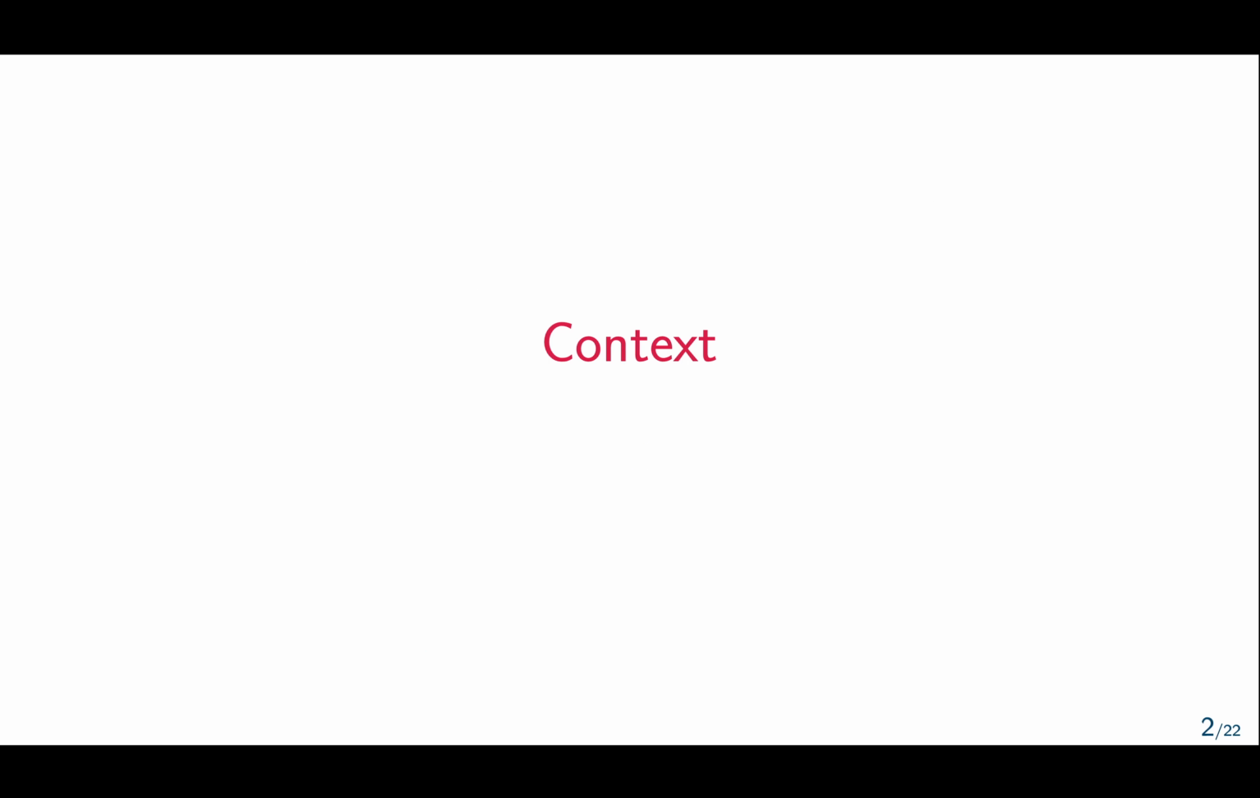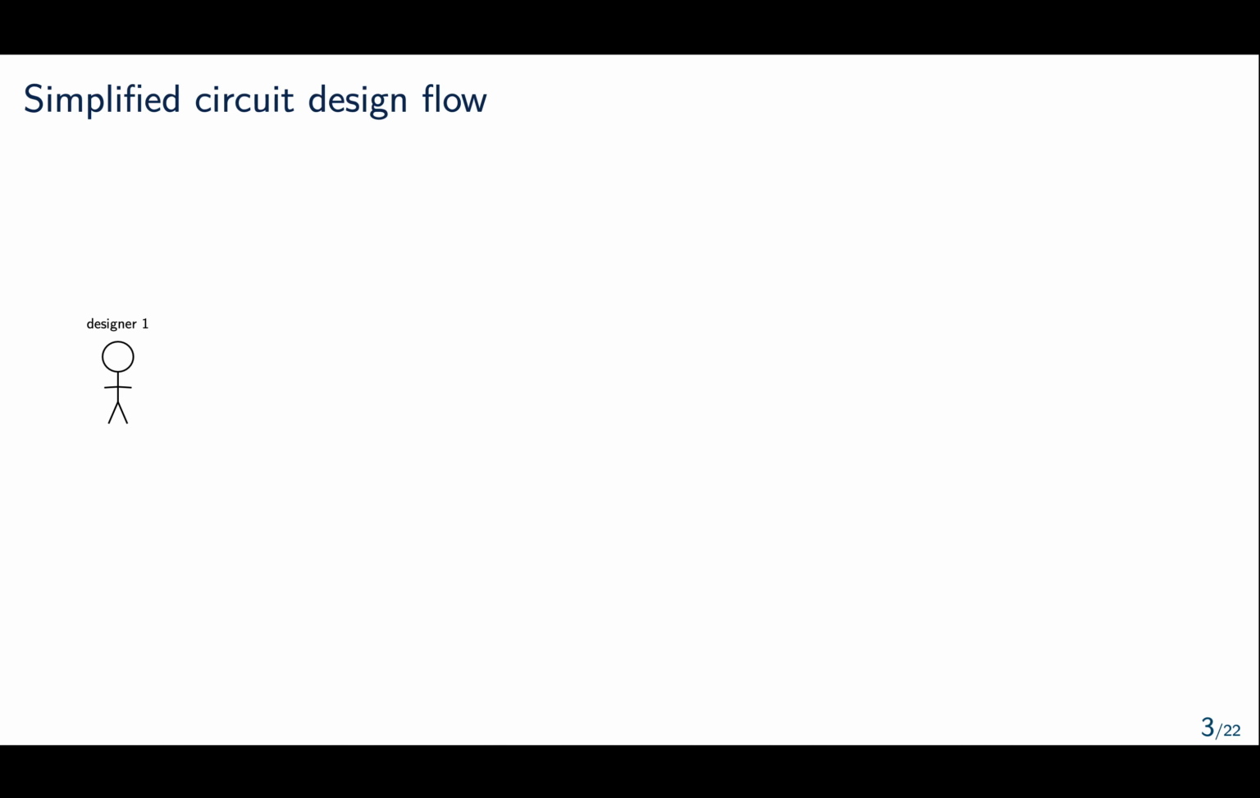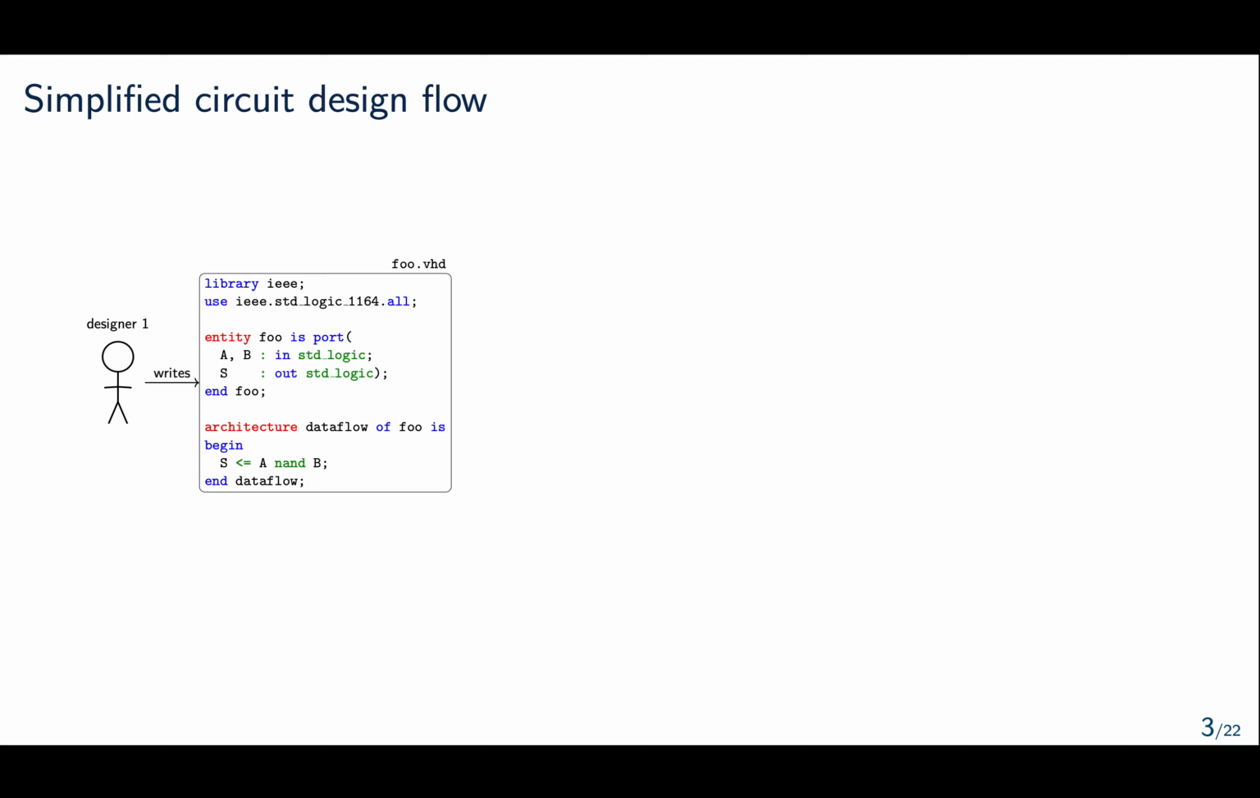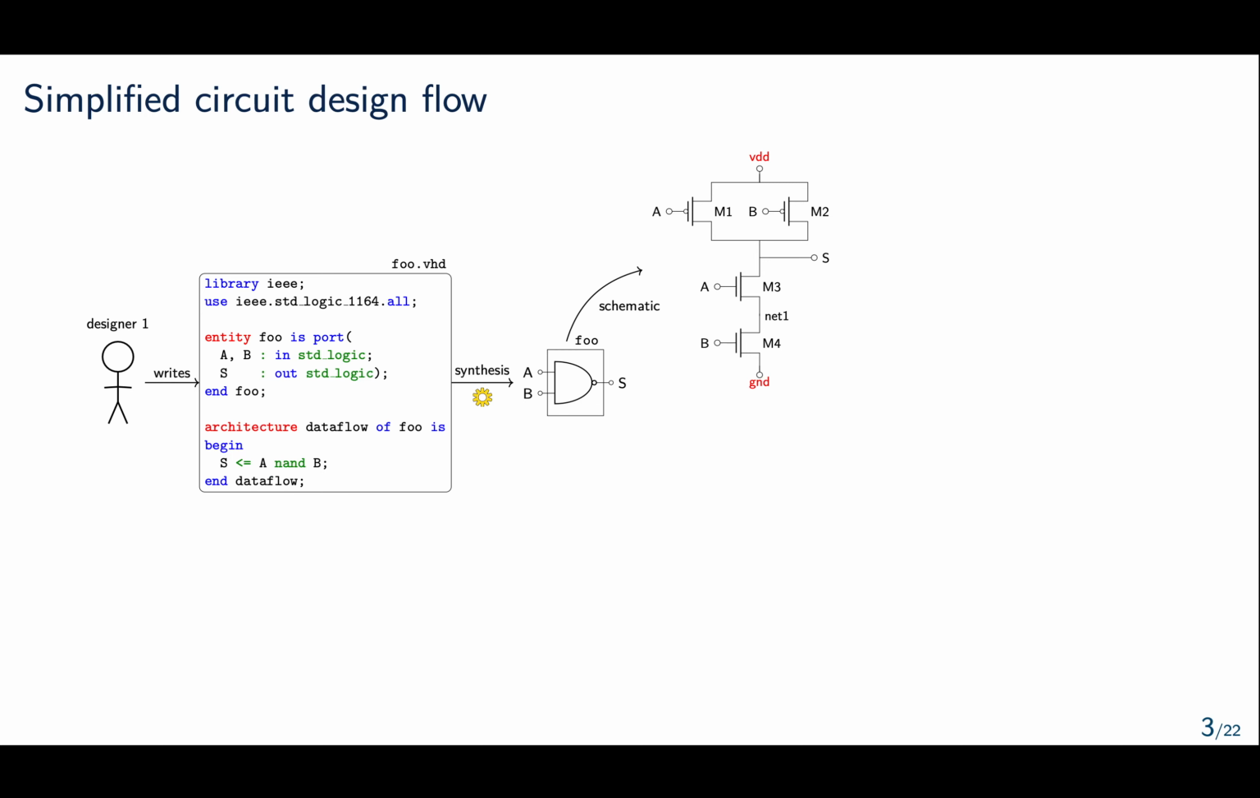At first, I will start by introducing the context of this work, and let's have a look at a simplified circuit design flow. Consider we have a circuit designer who writes a circuit description in some hardware description language. Such hardware description can be automatically synthesized into logic gates. If we go one abstraction level below, we can actually view the transistor level schematic that is associated with it. And this schematic is described by a netlist.